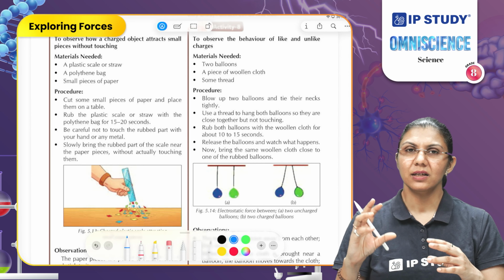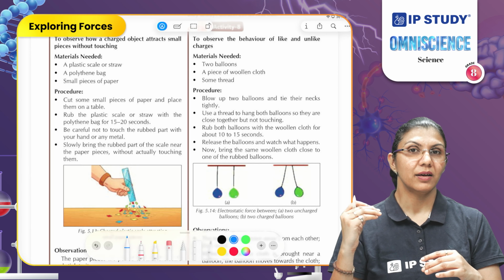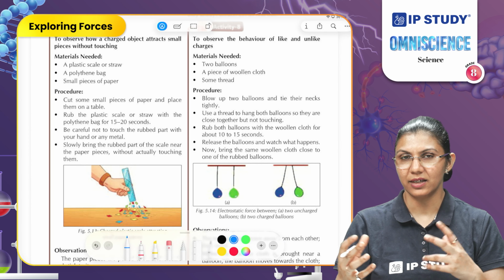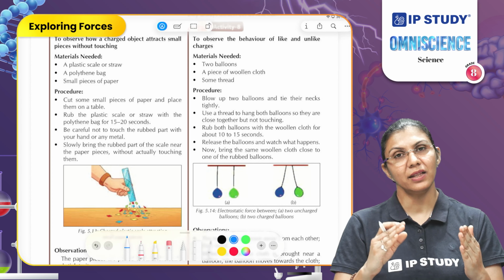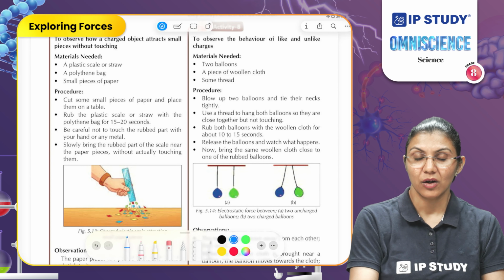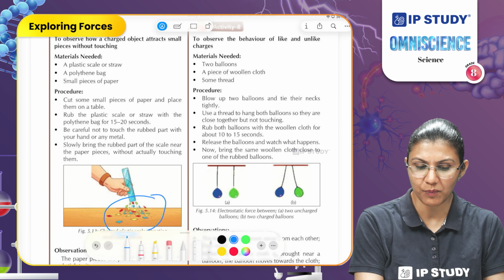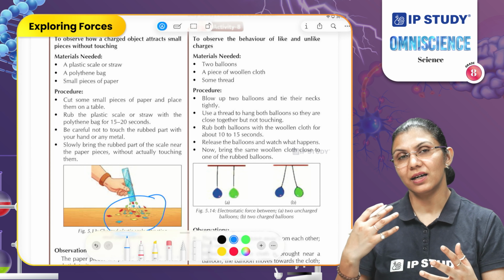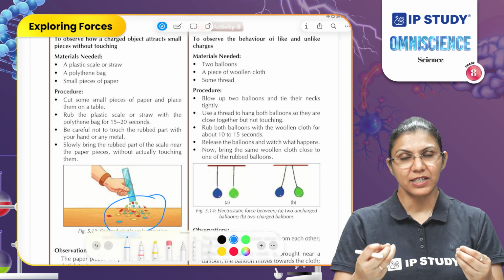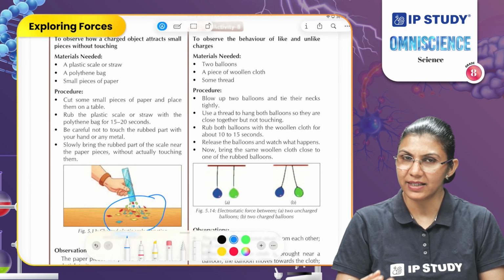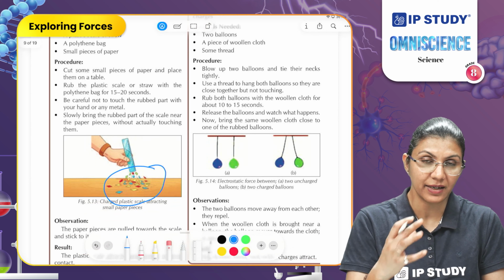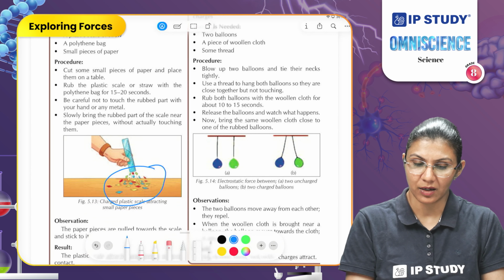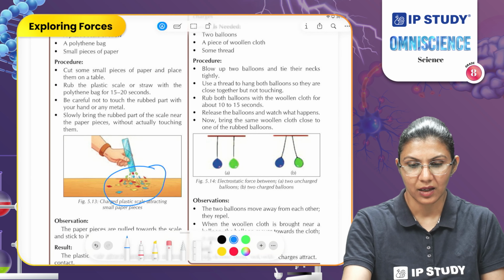In such case, the plastic will gain some charge. And when you bring this charged scale closer to the bits of paper, it will start attracting the bits of paper from a certain distance without coming in direct contact with the pieces of paper.